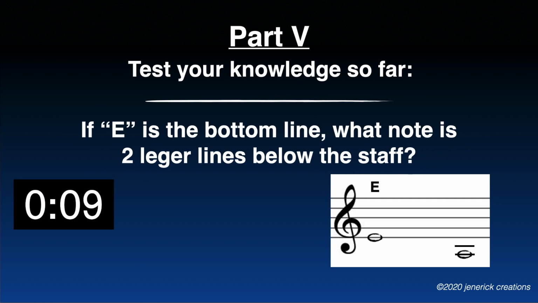If E is the bottom line, what note is 2 ledger lines below the staff? There's our E, D, C, B, and A. 2 ledger lines below the staff.